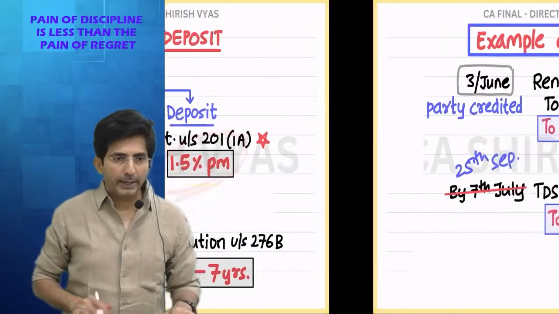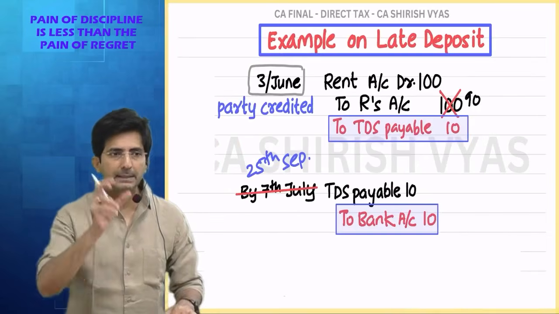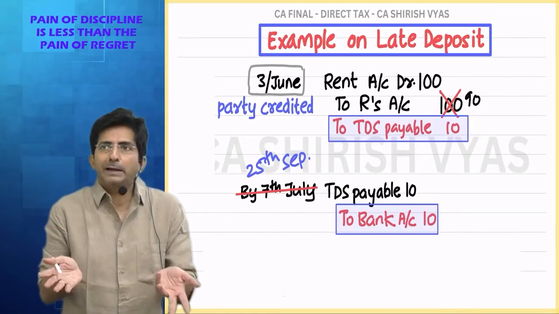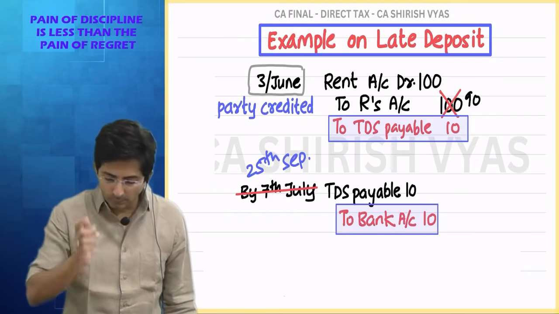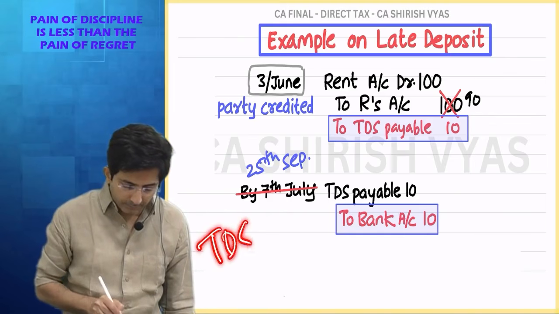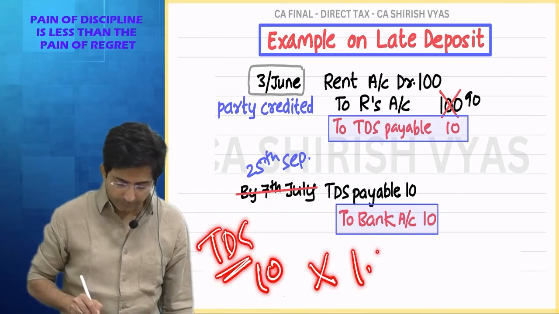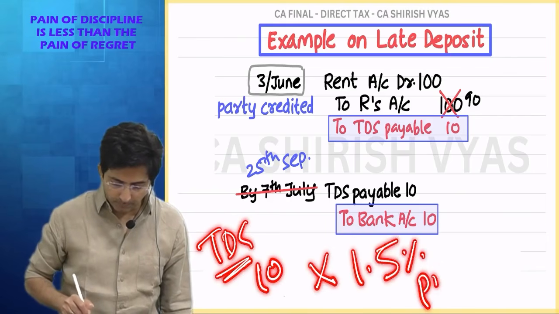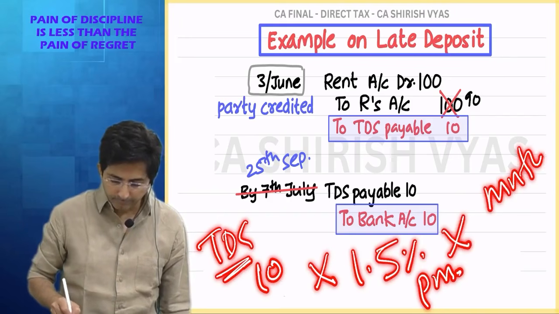To calculate interest, percentage you know, 1.5. But this percentage you will apply on what? Rent amount or TDS amount? TDS. Why will you calculate interest on rent? Fault is on TDS. So what is the TDS amount? TDS amount is 10 rupees. Rate of interest, 1.5% is per month.